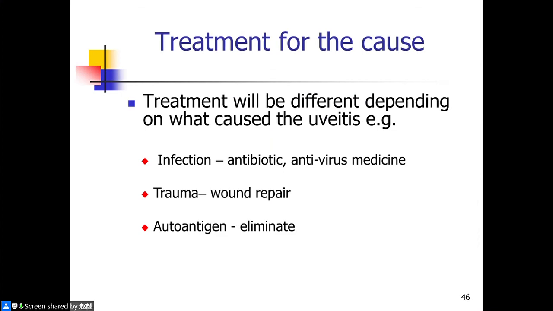Treatment for the cause. Treatment will be different depending on what caused the uveitis. Infection: antibiotic, antiviral medicine. Trauma: wound repair. Autoantigen: eliminate.